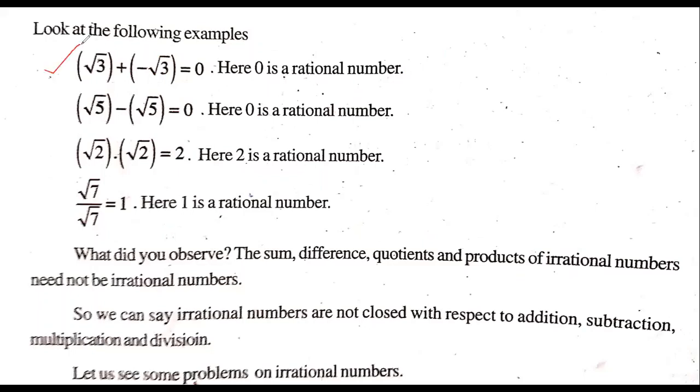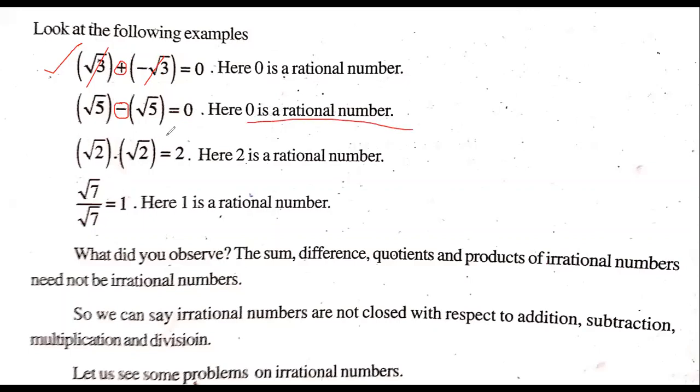Root 3 plus, and root 3 minus. Plus into minus is minus, so both are cancelled, and we get 0. So the addition of 2 irrational numbers here becomes a rational number. Root 5 minus root 5, here subtraction. Subtraction of 2 irrational numbers also gives 0, which is a rational number.